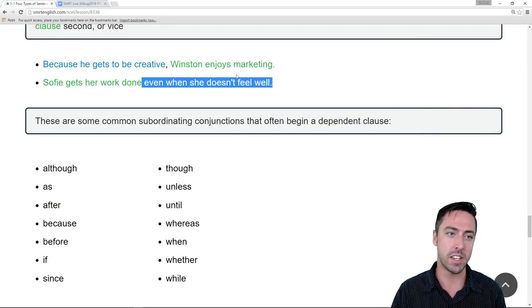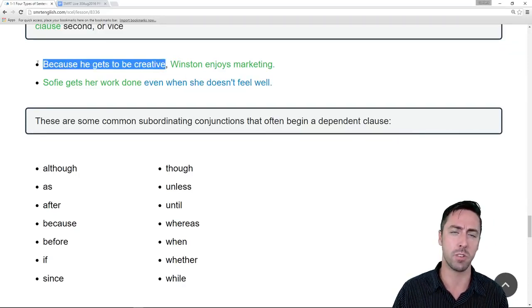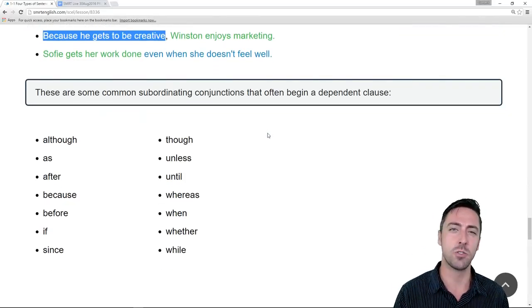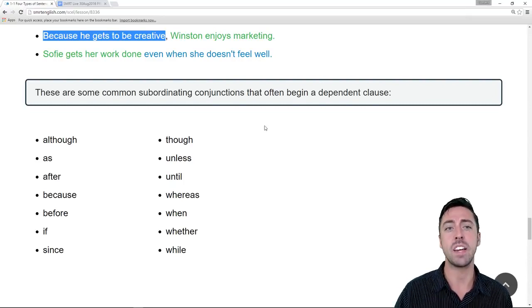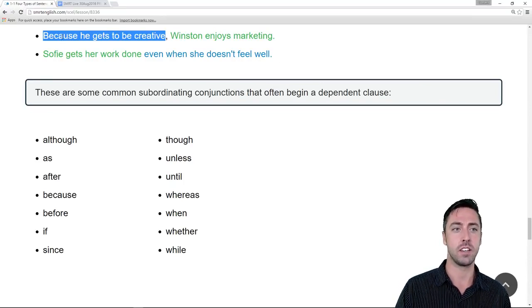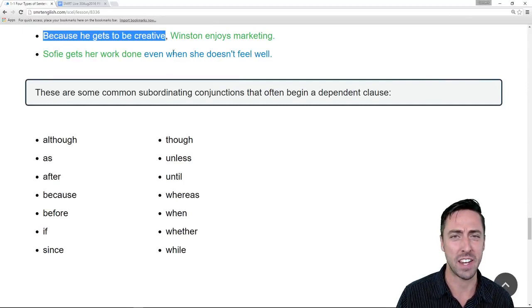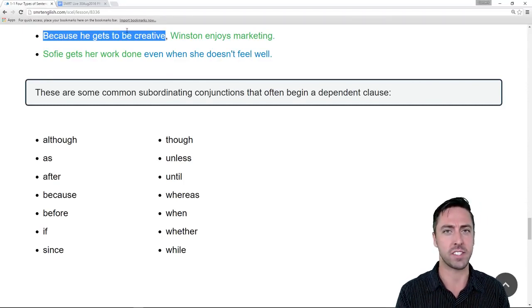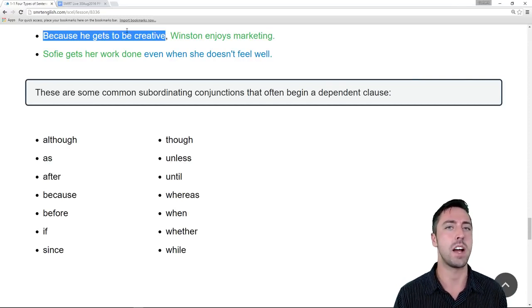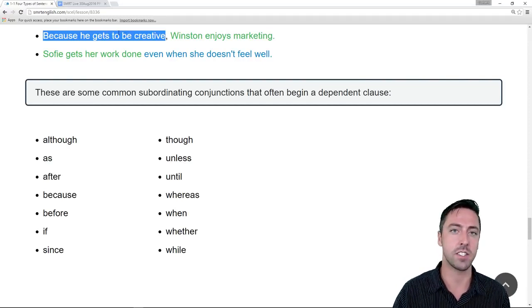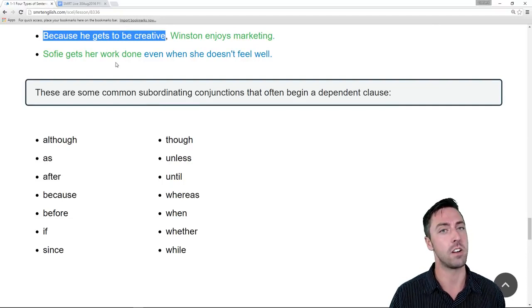The important thing to remember is these sentences in blue that we're looking at here are dependent. And these subordinating conjunctions introduce the dependent clause. We could not, for instance, say, because Winston enjoys marketing, because he gets to be creative. I mean, that would be using it twice. These words can go in other places in the sentence, but when we're talking about combining dependent and independent clauses, they introduce the dependent clauses.